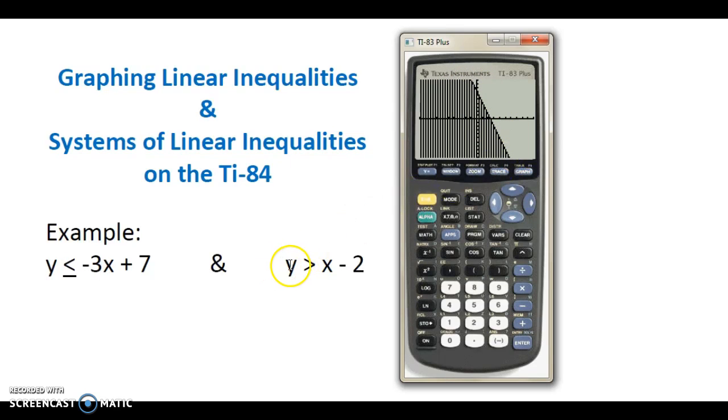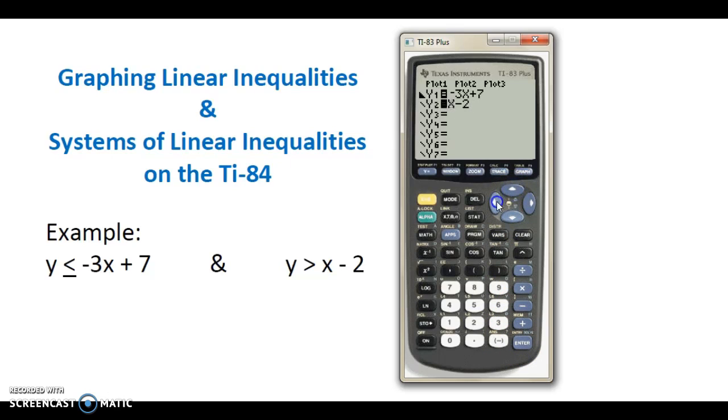So now I want to graph the system. So I want to graph y is greater than x minus 2. So go back to my Y equals, I'm going to go down to my y2 and type in x minus 2. Make sure you're using the minus sign, not the negative sign. And then I'm going to hit enter.